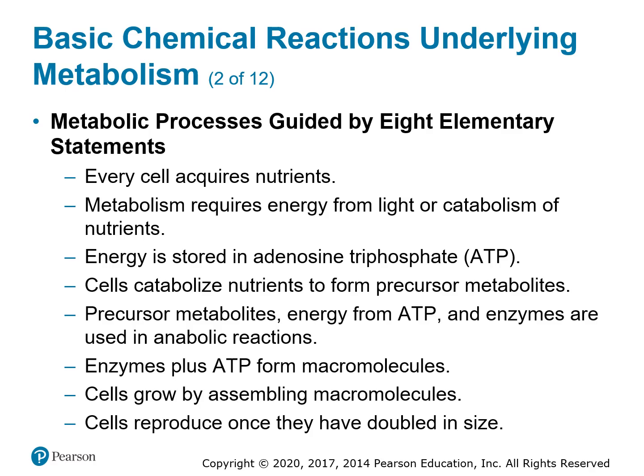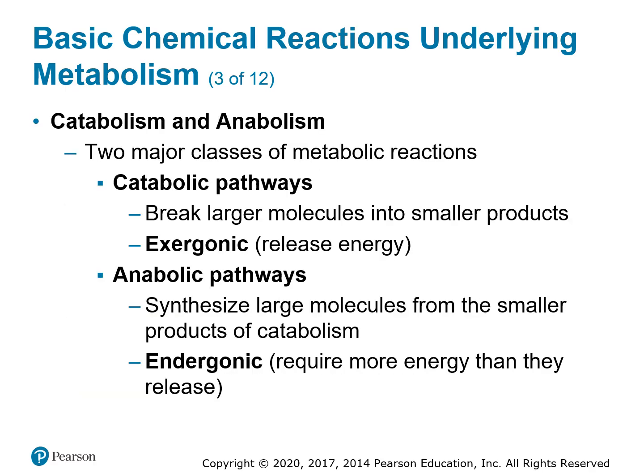Cells have to grow by assembling macromolecules. We'll talk about the pathways as we get a little bit closer to the end of this chapter, and that they are produced only when they have doubled in size. Again, you cannot just create a cell with nothing. You have to be able to create everything that those cells require to be functional once they completely separate.